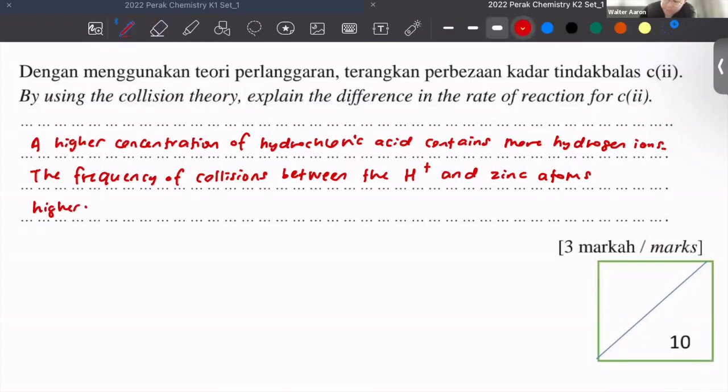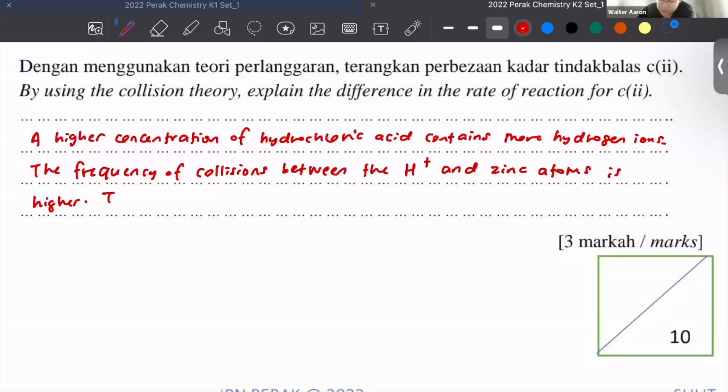Sorry, it is higher. Okay, then you can say here this results in higher effective collisions. Higher number of effective collisions.